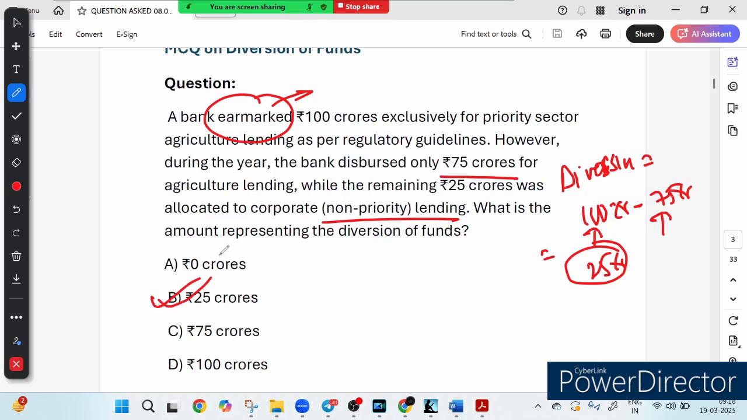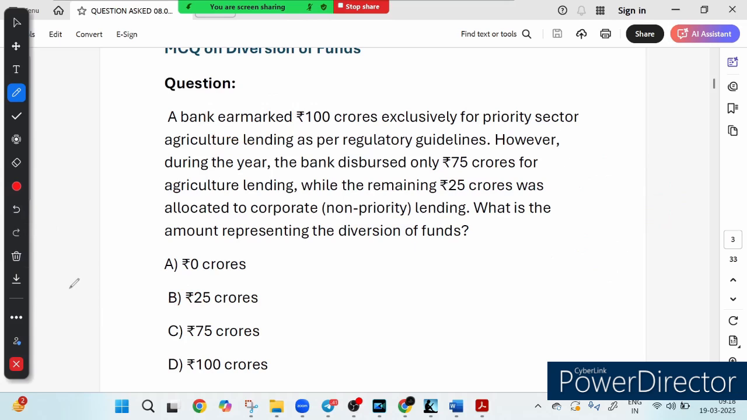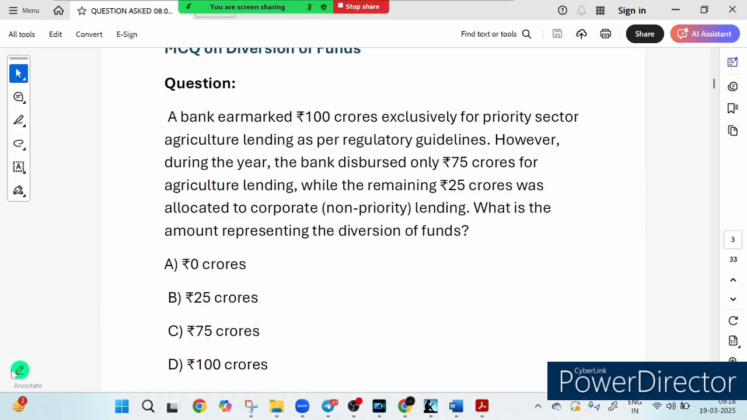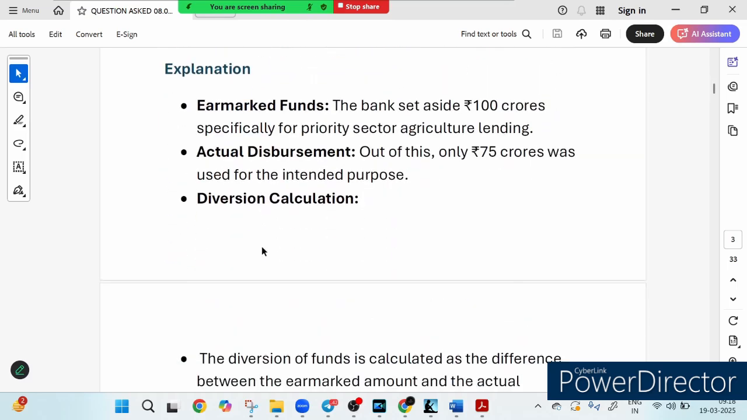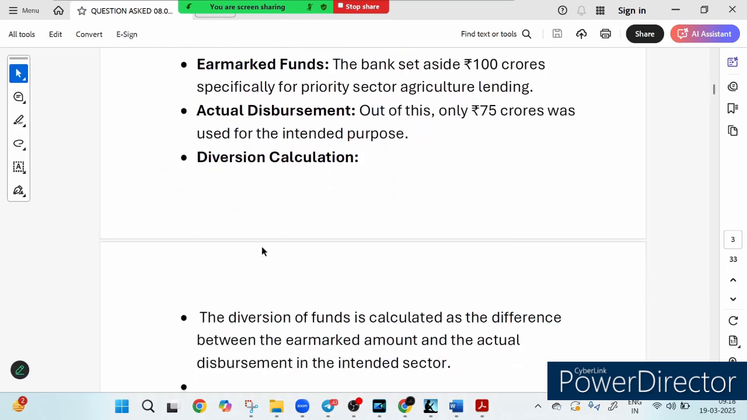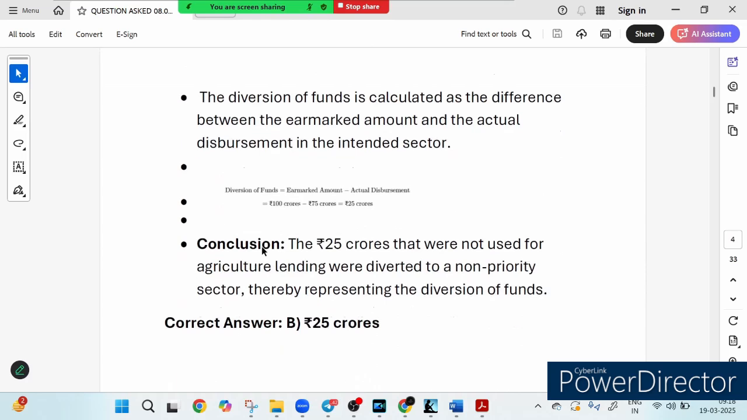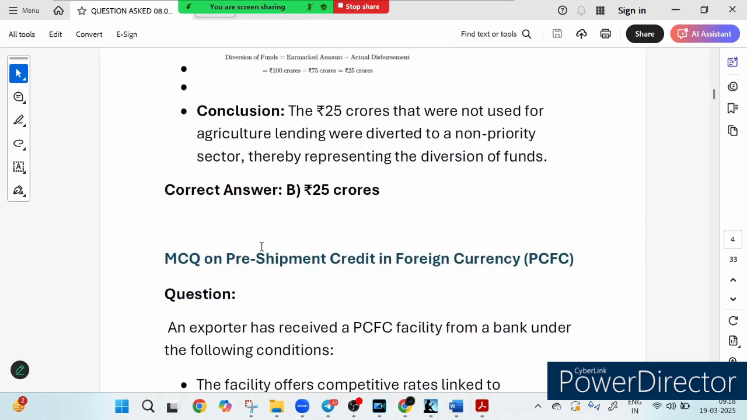Right. So what we learned from this discussion is that earmarking of fund means whenever a bank reserves money for a specific purpose, it should be used only for that purpose. Right. And the diversion formula is quite simple. What you have to do is subtract the actual disbursement from the earmarked fund. This will give you the diversion, right? So that is our answer. Very easy question it was.